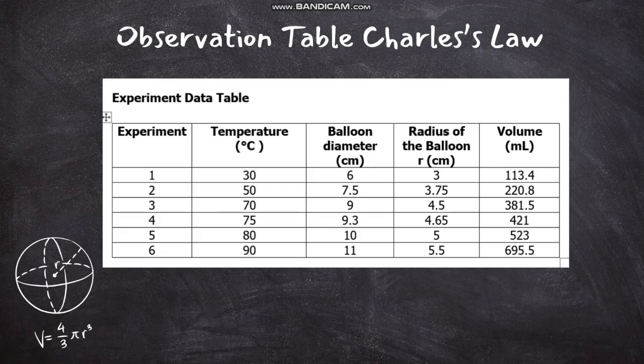After that, the volume of the balloon was calculated using the volume formula of a sphere, V equals 4/3 πr³, since the radius was measured in centimeters. The calculated volume was obtained in cubic centimeters, which is equivalent to milliliters. This method allowed the volume of the gas inside the balloon to be estimated based on the size of the balloon at different temperatures.